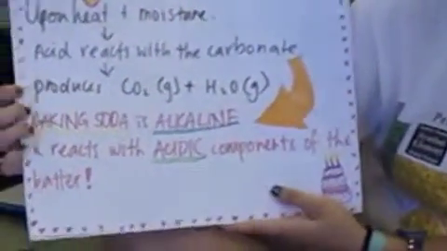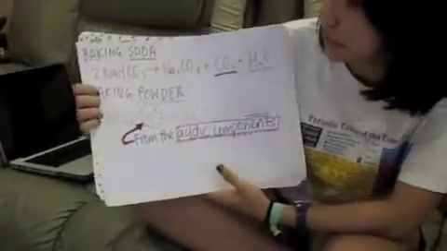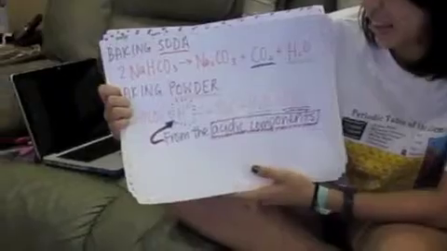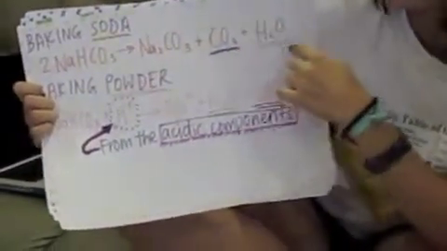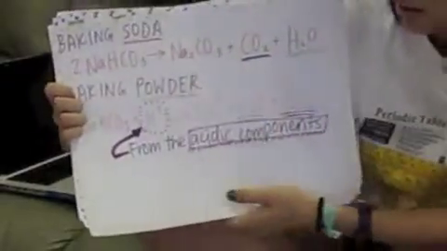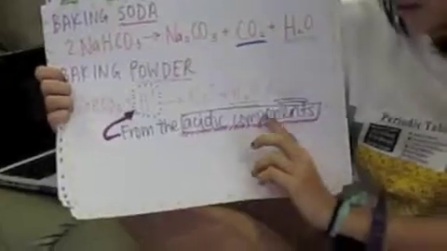Baking soda is alkaline and it reacts with the acidic components of the batter. The chemical reaction for baking soda is 2NaHCO3, which then forms Na2CO3 and carbon dioxide and water. While baking powder, the NaHCO3 reacts with the H+ from the acidic components of the batter, forming Na+, H2O, and CO2.